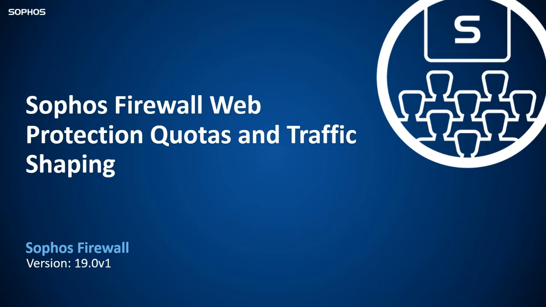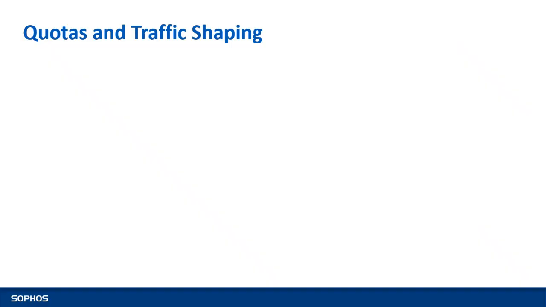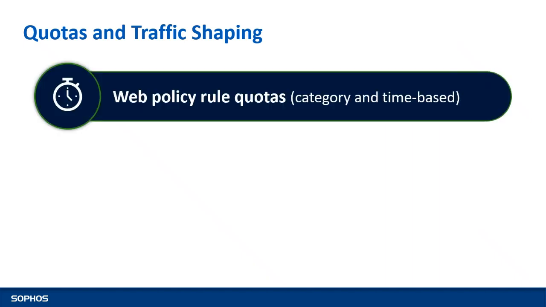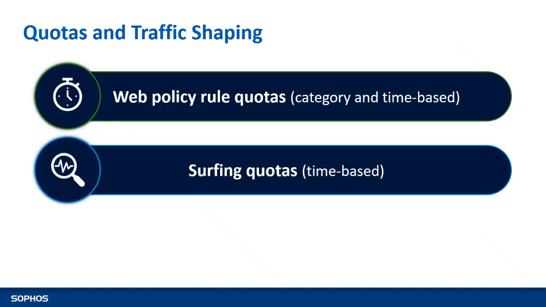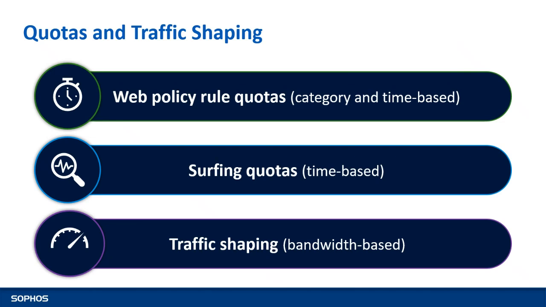And to end this chapter, a little bit about traffic shaping. Sophos can control access in three ways: using the quota action in the web policy rules, applying sovereign quotas to groups of users, and applying traffic shaping policies. Okay?